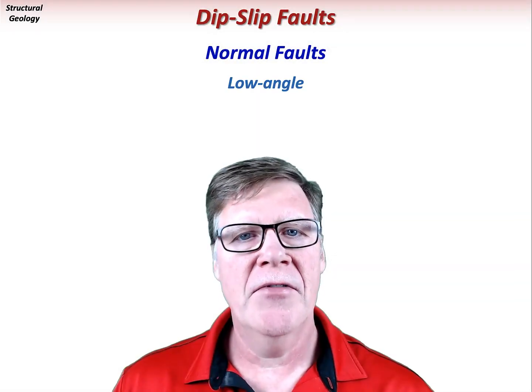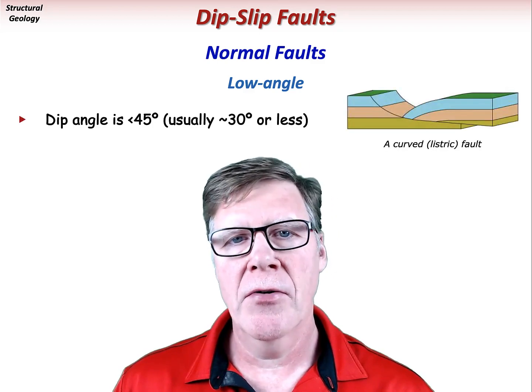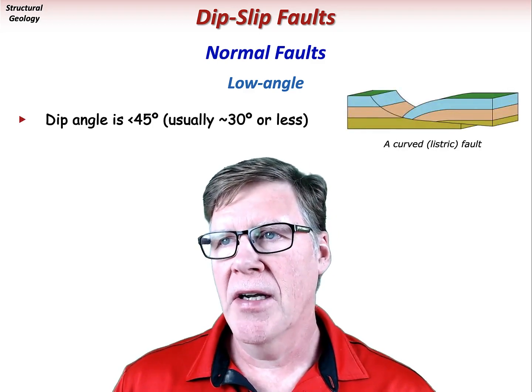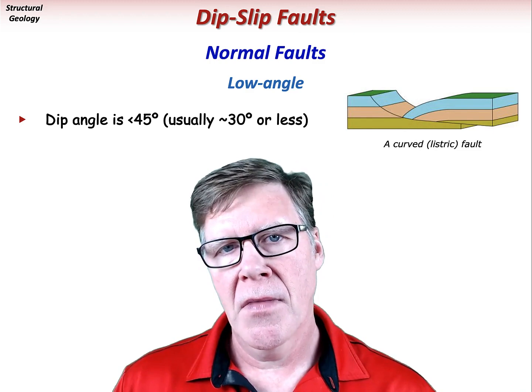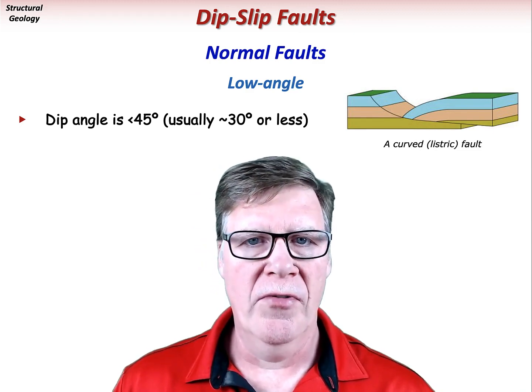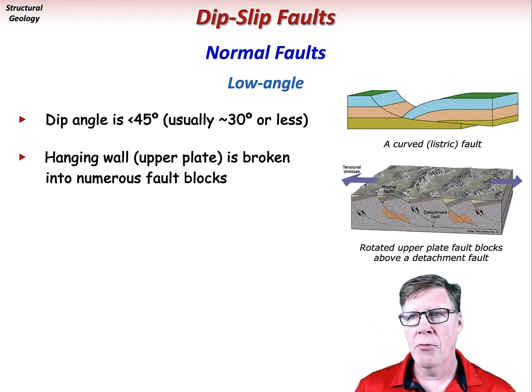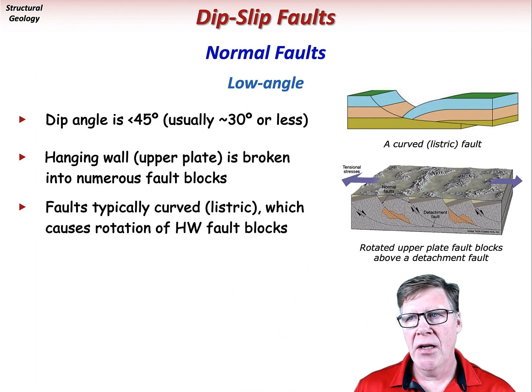Some normal faults have dip angles less than 45 degrees, and commonly less than 30 degrees. These are known as low-angle normal faults. The hanging wall, or upper plate, is commonly broken into numerous fault blocks. And since a low-angle normal fault is typically curved, or elliptic, movement along the fault causes rotation of the hanging wall blocks, usually tilting them in the same general direction, toward the fault plane.